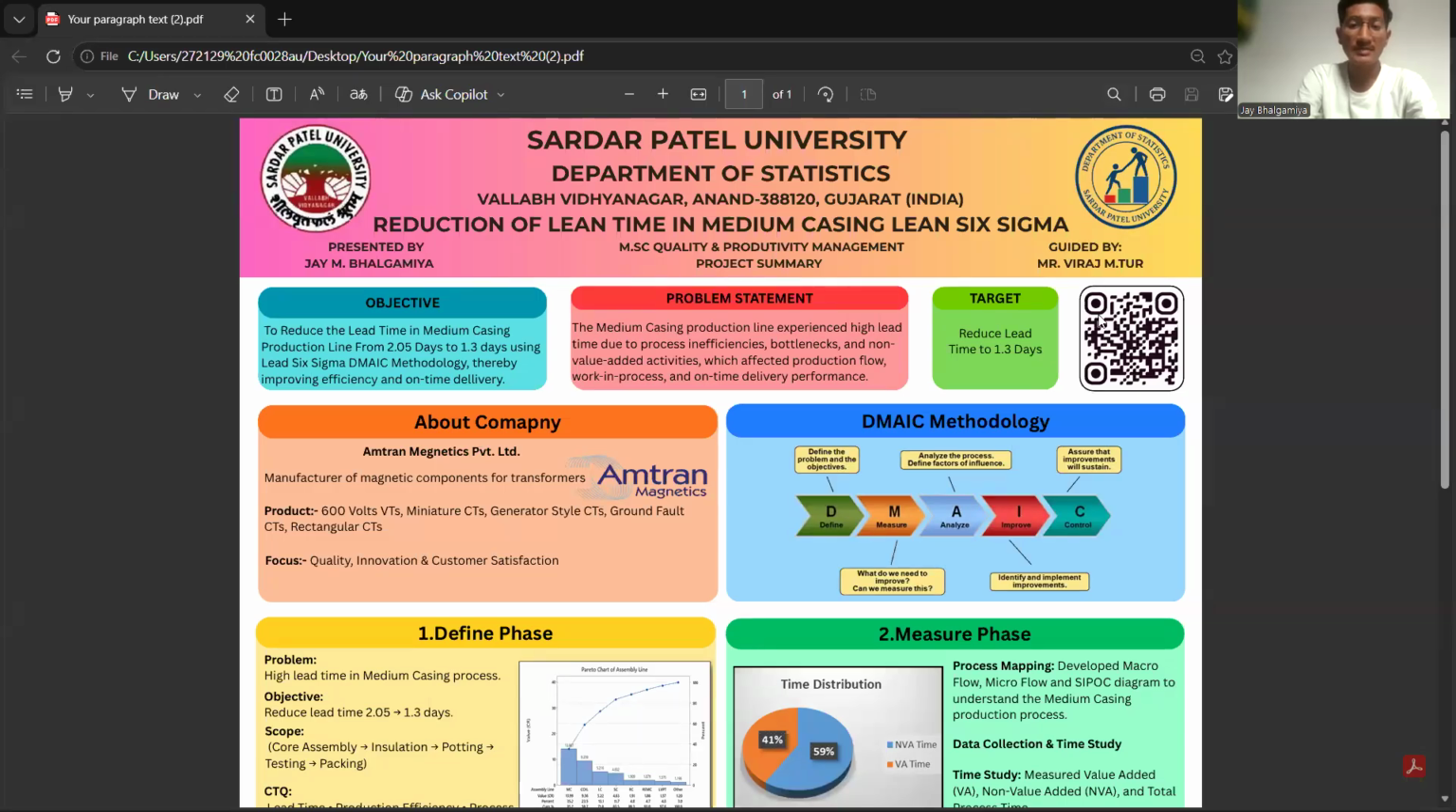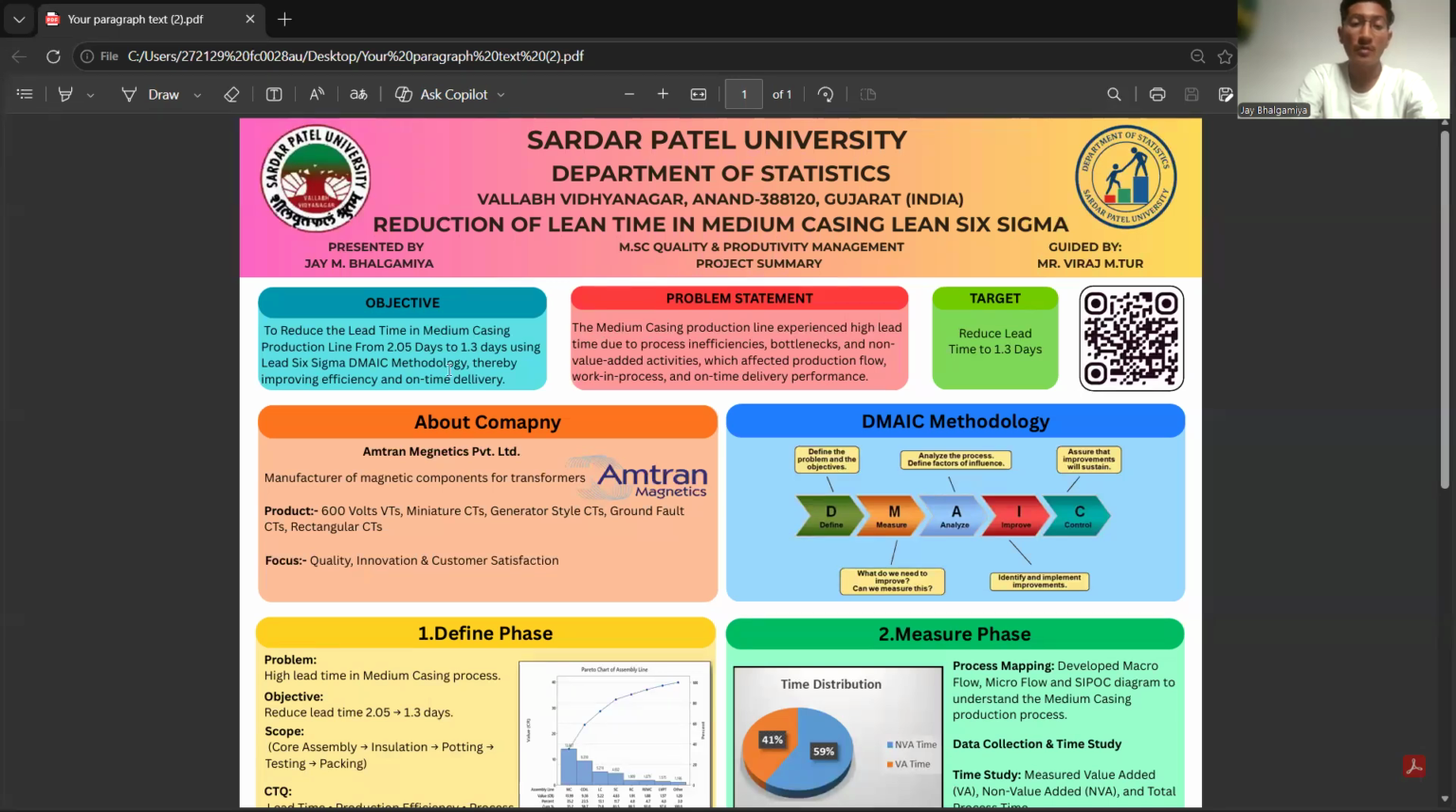Hello everyone, my name is Bhalgamiya and today I am presenting my project poster, Reduction of Lead Time in Medium Casing. This project was at Amtran Magnetic Private Limited, a company manufacturing magnetic components such as current transformers and voltage transformers. The company focuses on quality, innovation and customer satisfaction.